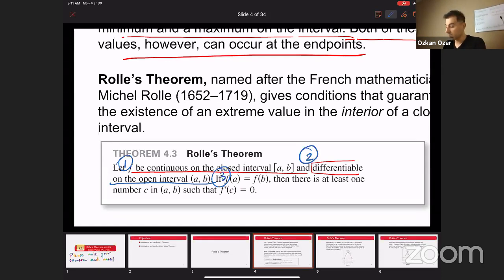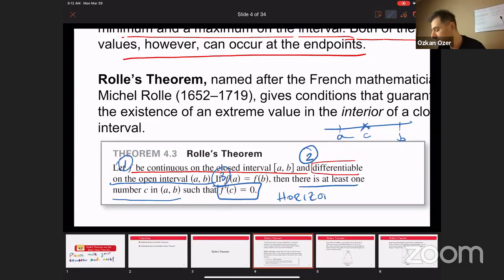So if all three conditions are met, then by Rolle's theorem, it's guaranteed that there's at least one number c. You just imagine interval [a, b] like this, and there's going to be somewhere here a number c. It could be more than one, by the way, but this theorem guarantees at least one, such that f prime at that point is exactly equal to 0. In other words, you're going to have a horizontal tangent line at x equals c, guaranteed by the theorem.